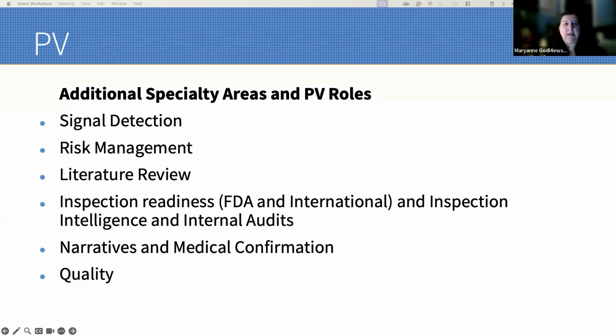Next slide, please. As you can see, there's so many parts to pharmacovigilance, and this is because Bayer's a large company. Some companies are smaller, so the groups would be combined. For example, signal detection and risk management at Bayer are separate groups, but at other smaller companies, they might be together in one little division.